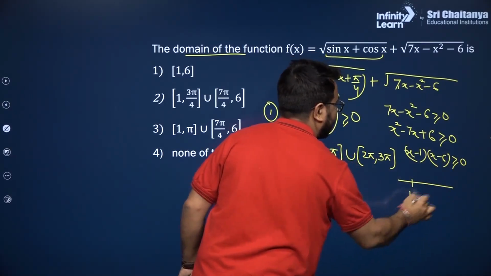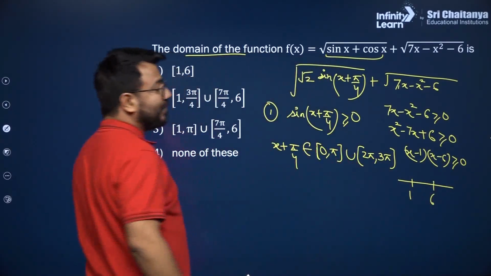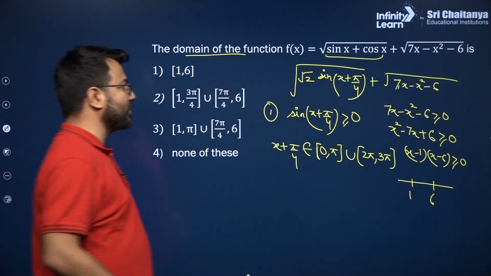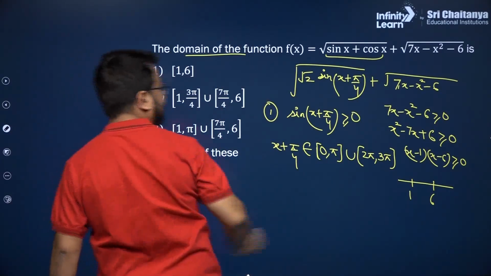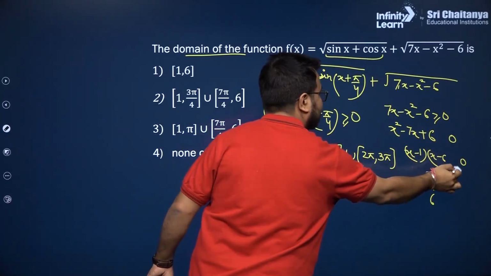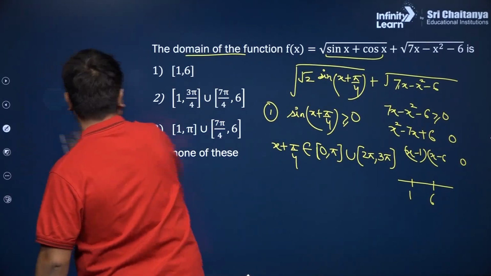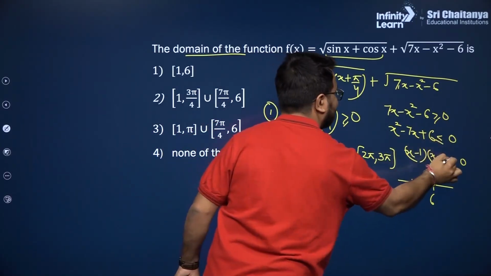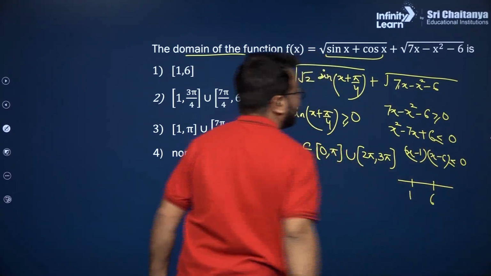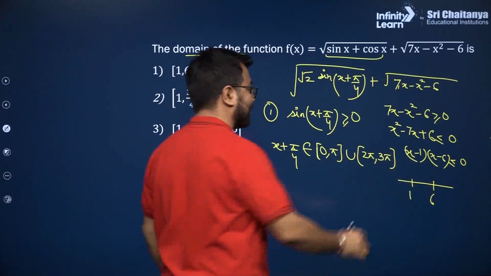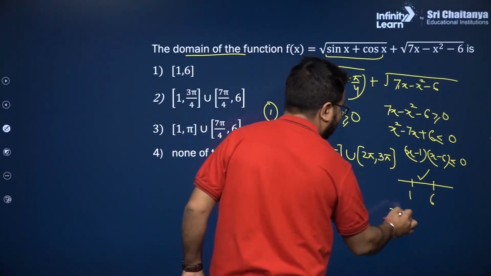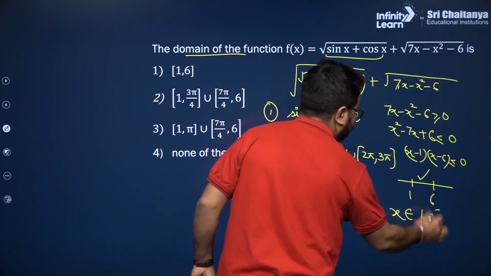So there will be 2 points, 1 and 6, and between 1 and 6 if I consider any number, suppose 2, just a minute, I need to change the sign of inequality also, it should be less than 0 over here. Okay, because I have multiplied negative to both sides, so that is why it should be less than 0. If I put the value of x as 2, it will be satisfying it. That means the value of x will be between 1 to 6.